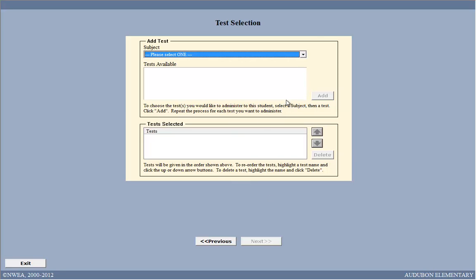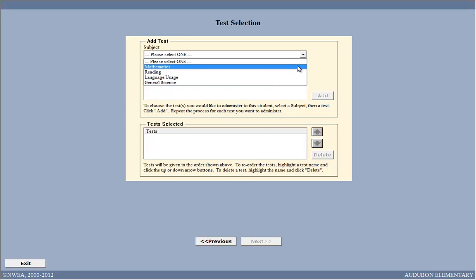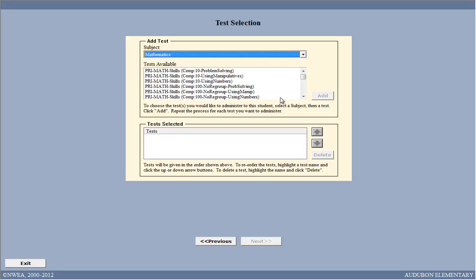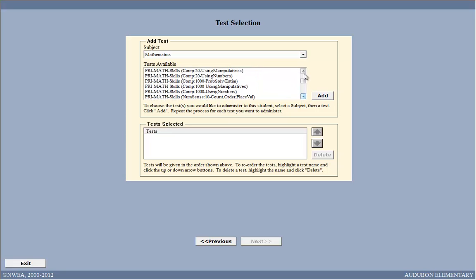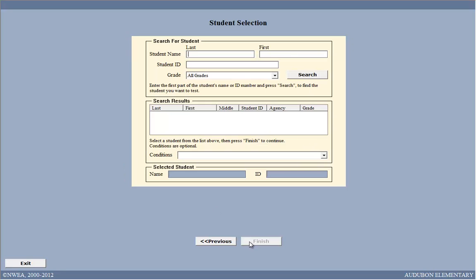So, for example, the teacher will have selected math if they're taking their math skill book test. The first math skill book test is number sets to 10, and it's to count, order, and place value with 10. So the teacher will set up all of this for your student.